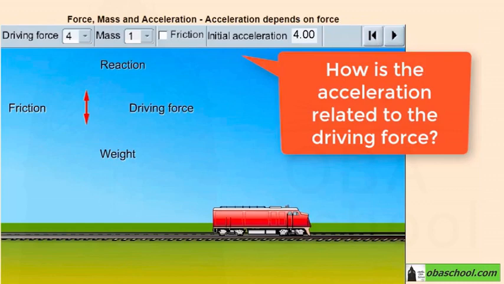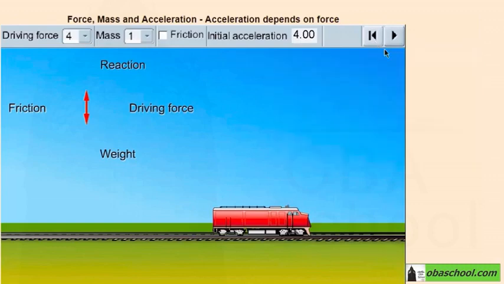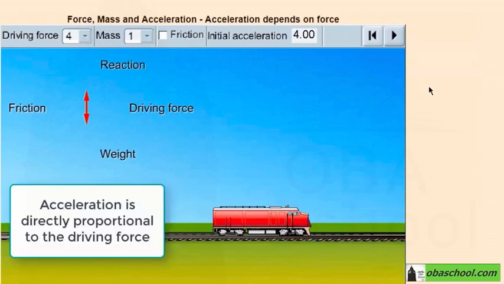How is the acceleration related to the driving force? Well, as you noticed, when we increased the driving force from 1 to 4, the acceleration also increased from 1 to 4. So the acceleration is directly proportional to the driving force.